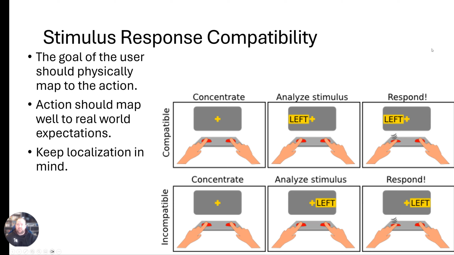Stimulus response compatibility. This is another one that we can run into in digital design. The goal of the user should physically map to the action, even if it's a digital action. This is mainly right because if somebody says left, and as you see here on the bottom, you have the word left on the right, and the test would be you're supposed to hit the right button, but the word says left, and that creates an issue in our brains.